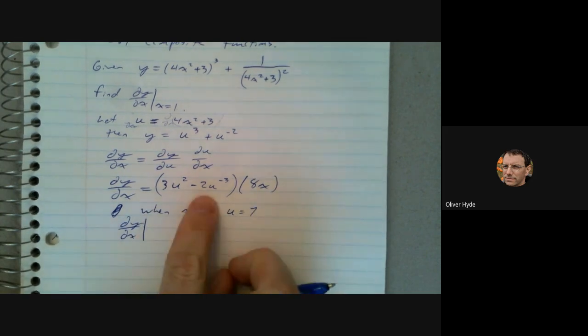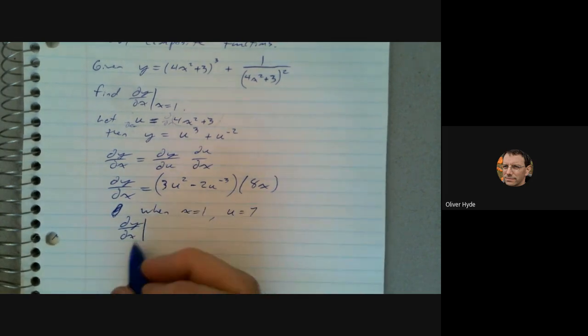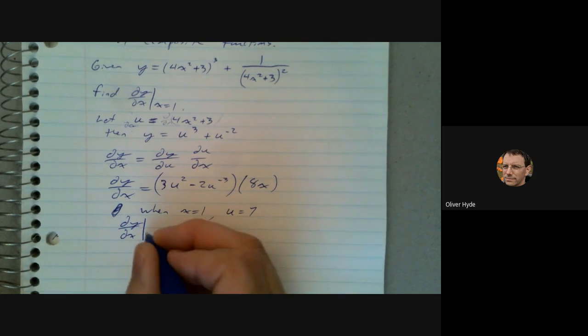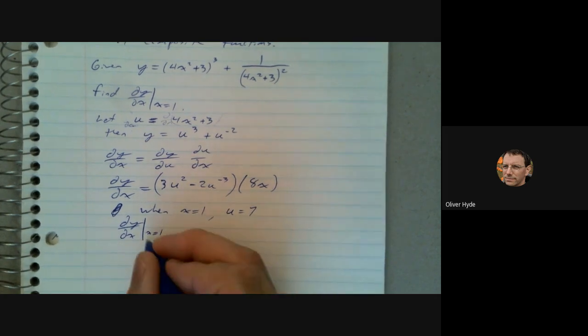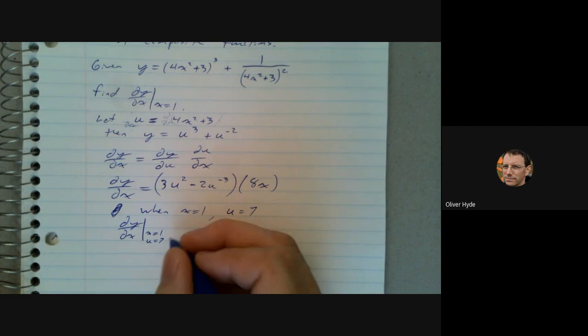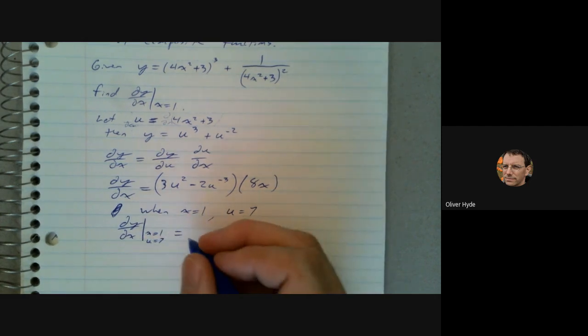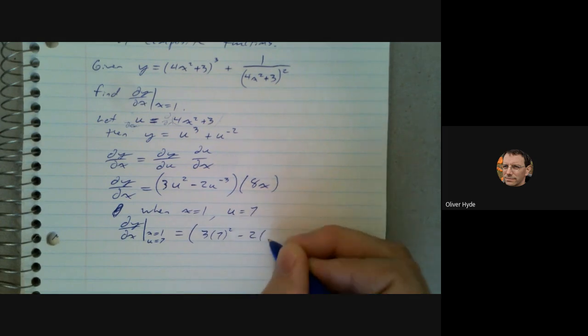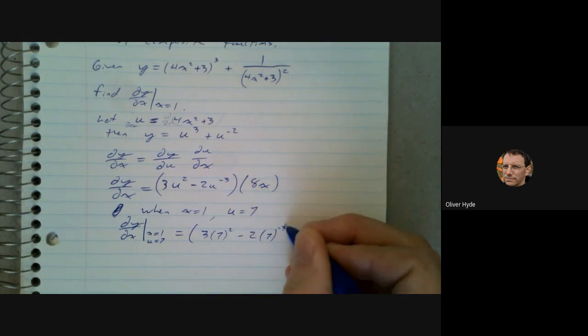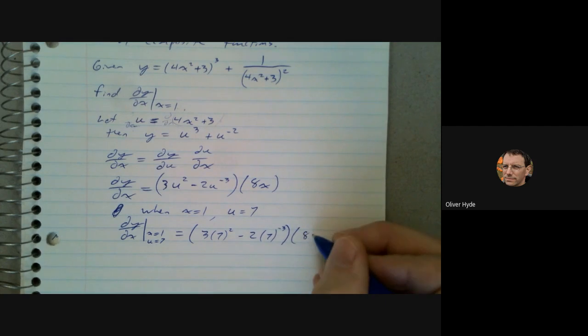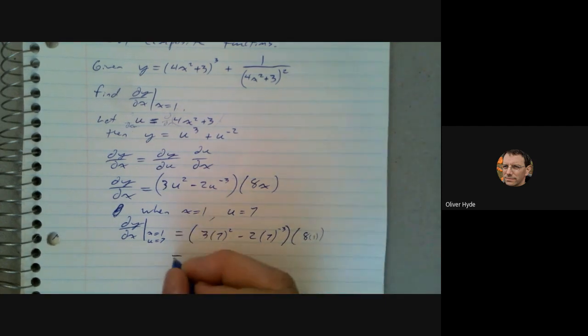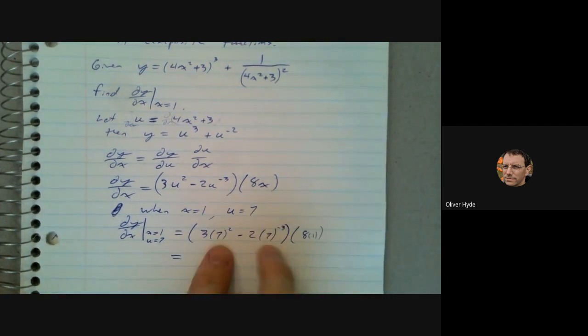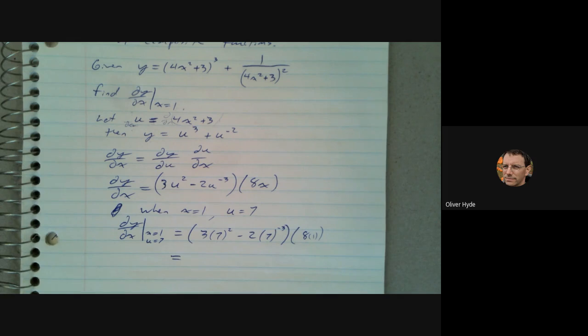This you can think of as a multivariable function. To find the value of delta y by delta x, you're going to need to communicate what your value of x and what your value of u is. And you do that just like we did in class. That's going to be 3 times 7 squared minus 2 times 7 to the exponent negative 3, multiplied by 8 times 1. Fine. Again, we really should be able to do this by hand if we take our time with it. Let's let the calculator do its work. Times 7 to the exponent negative 3.